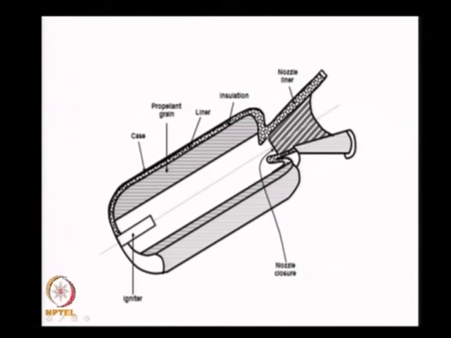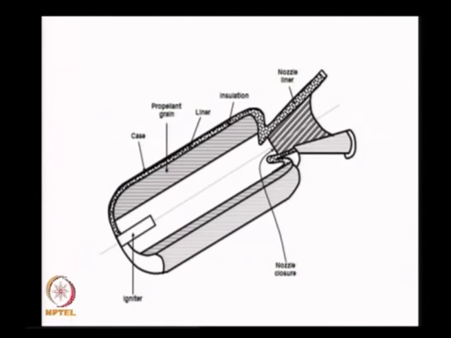The nozzle could be sunk into the propellant, and it could be made to flex. We have seen that when we talked in terms of nozzles. We have a nozzle closure over here. I have an igniter which could be a pyrogen igniter or a pyrotechnic igniter. Well, this is all what a solid propellant rocket is, and we said it is called a motor because there are no moving parts in a solid propellant rocket.